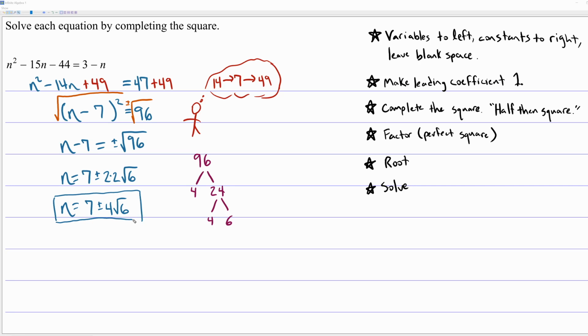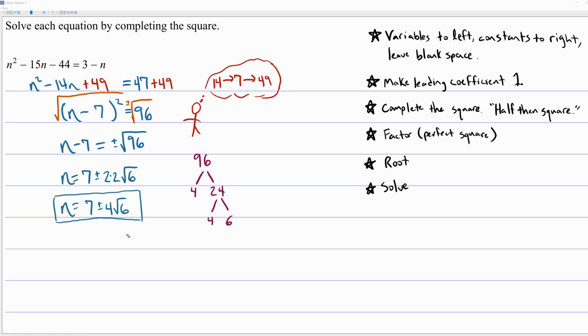Now it is possible that when you're doing this, if this number was a perfect square itself, so instead of 96, let's say we got 100, well, the square root of 100 is 10. You've got 7 plus or minus 10. Do the arithmetic. 7 plus 10, 7 minus 10. Get the two different answers. Anyway, that's the basic technique.